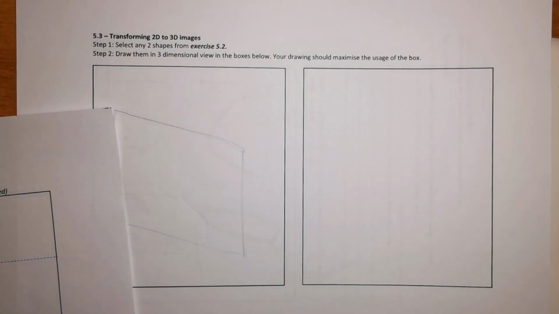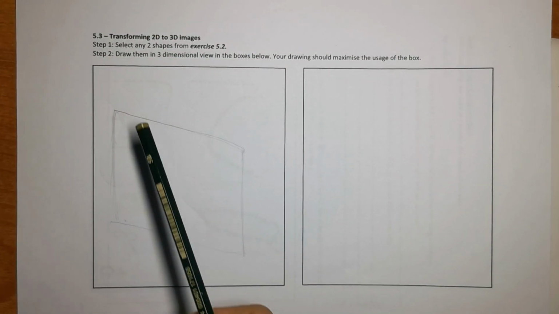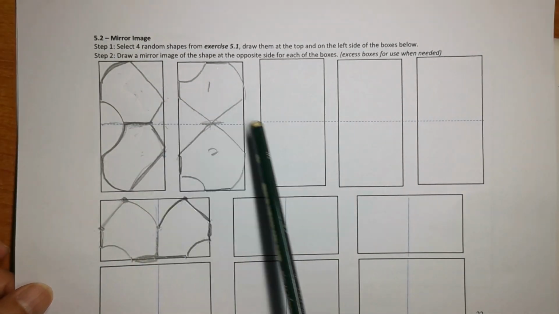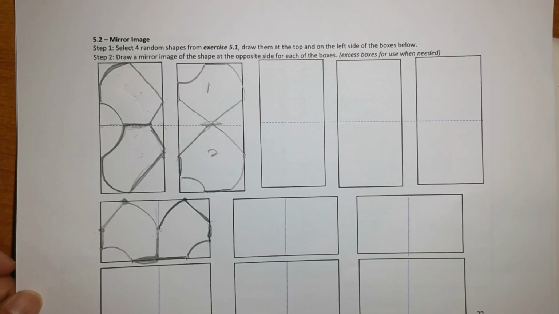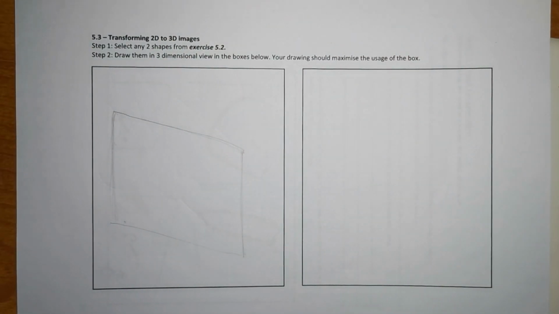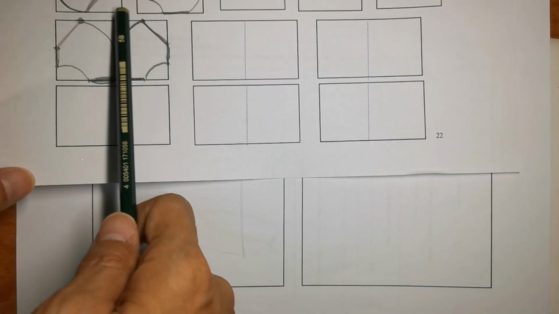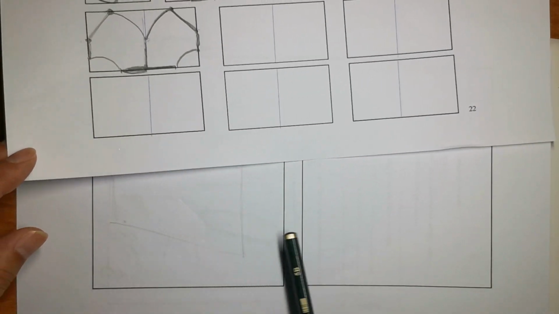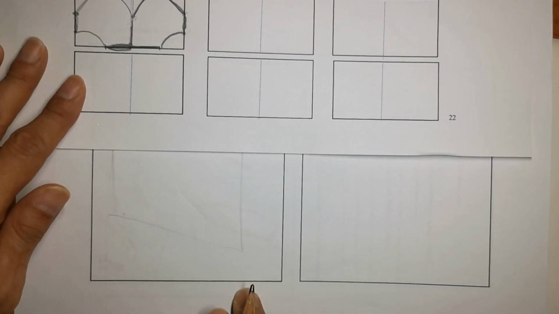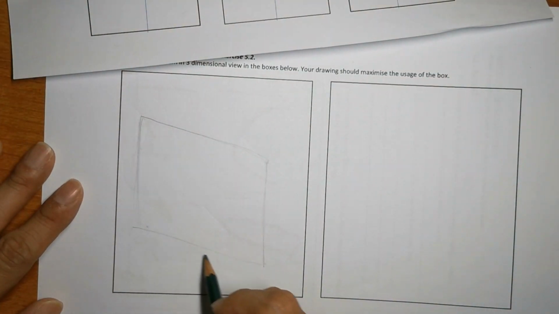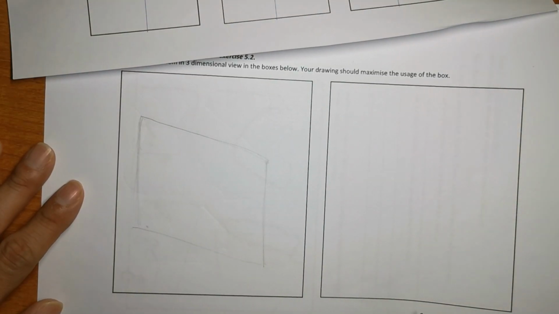Then I go on to 5.3. In 5.3, we're asked to select any two shapes down here and convert them to 3D. So how to do it? For example, mine is here. I want to select this shape. First of all, I will do this first.